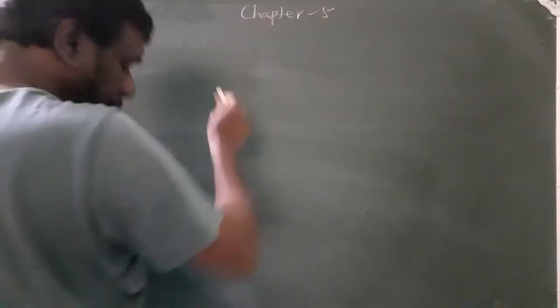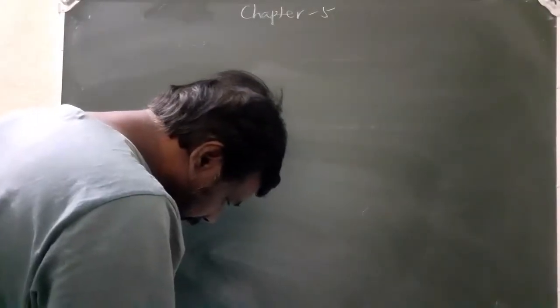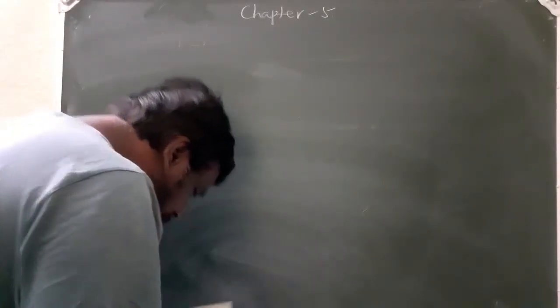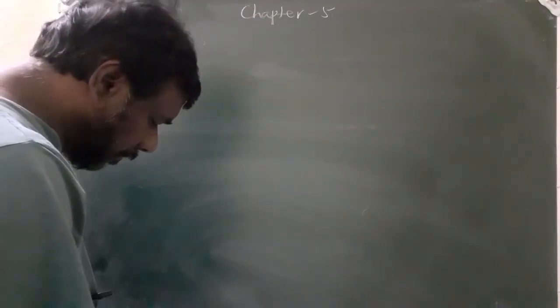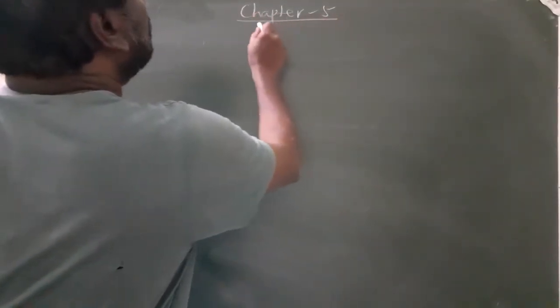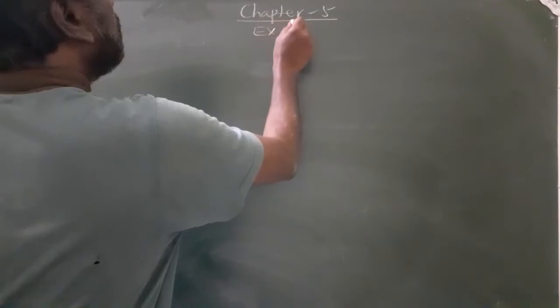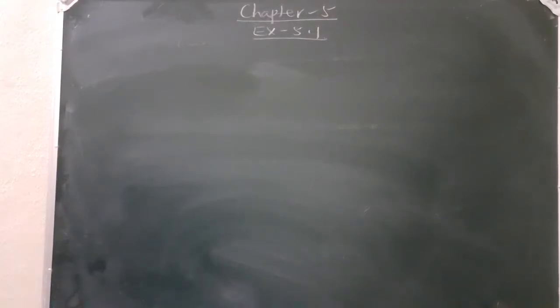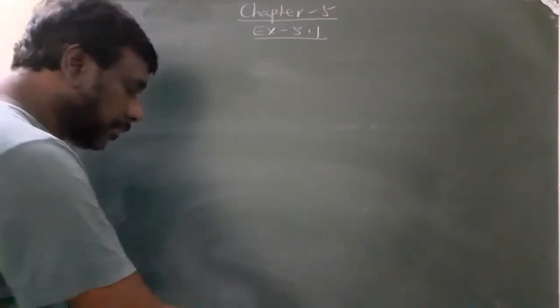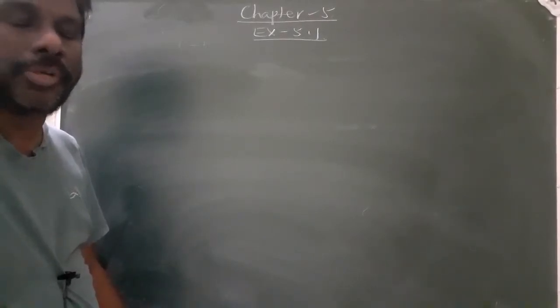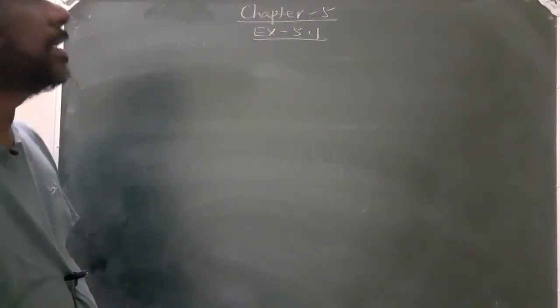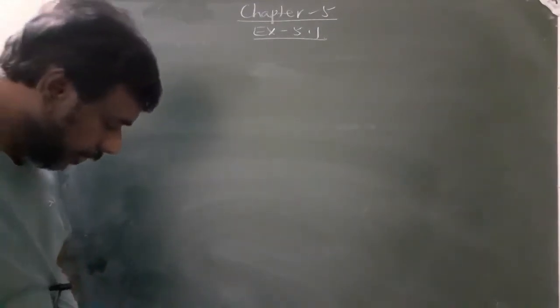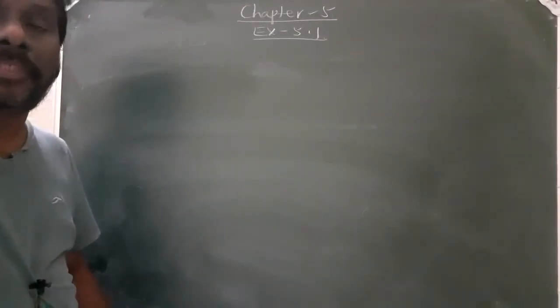Chapter 5. In the previous class, we discussed chapter 5, exercise 5.1, up to 4 sums. From the 5th sum onwards, we'll see now.